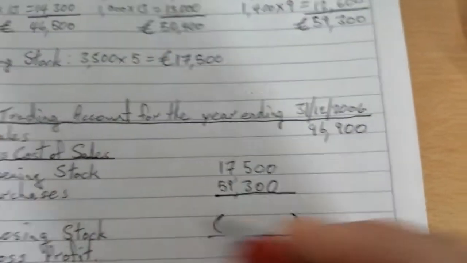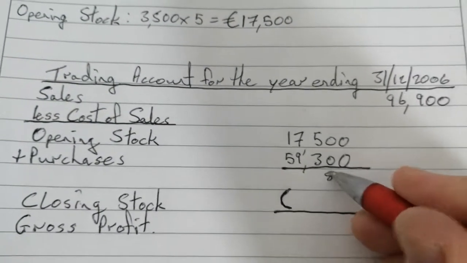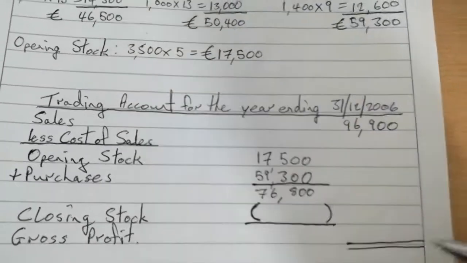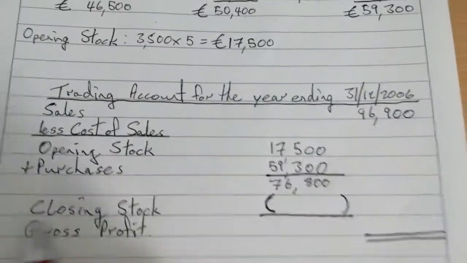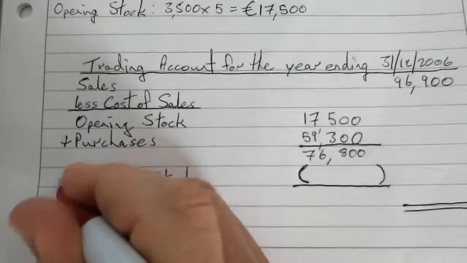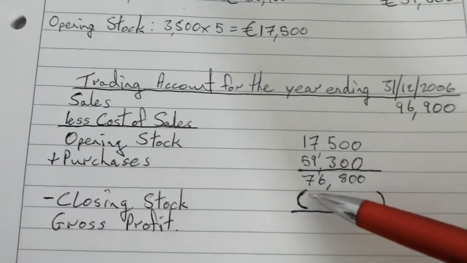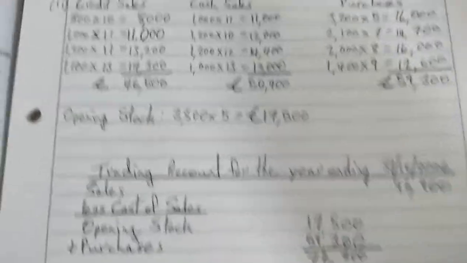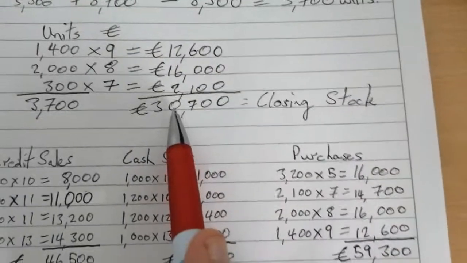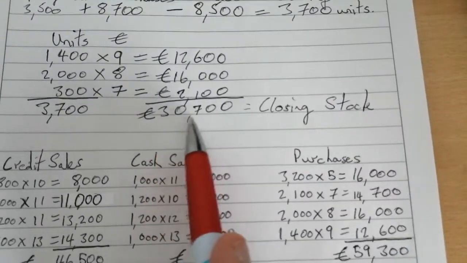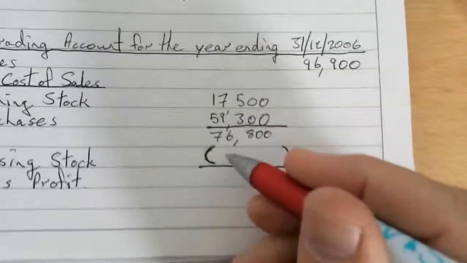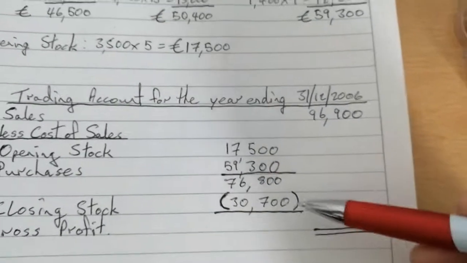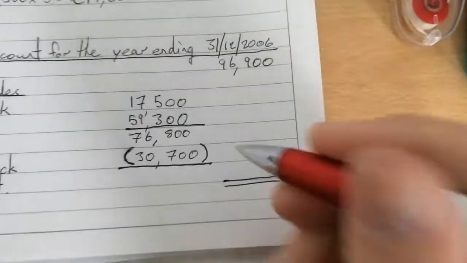Then we add the two of these together because it's opening stock plus purchases, even though I haven't put in a plus, you can if you like. Opening stock plus purchases gives me 76,800. Then less closing stock, or minus closing stock. I'll put in the minus just so you know what's going on here, but you don't have to put it in. This bracket signifies that you're going to be subtracting whatever the figure for closing stock is. We calculated the figure for closing stock in part A, if you remember our part 1, and we got a figure of 30,700. So I'm going to put that straight in here. That's the value of the closing stock at the end of the year.